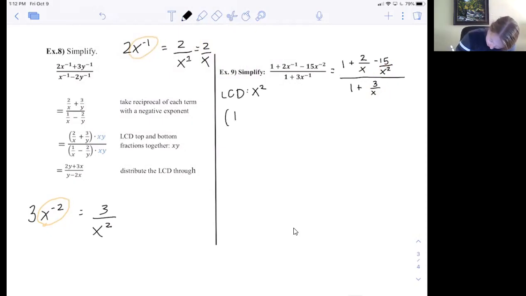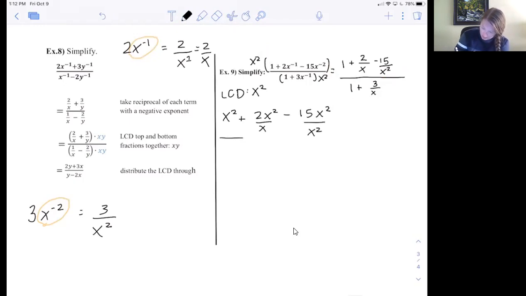So I have my top stuff. In fact, I'm going to write it like this. Because what you would do is you go here times by x squared and here times by x squared. So I'm just going to do it. So 1 times x squared is just x squared plus 2 times x squared over x. And maybe this is the better one to look at. Then minus 15 x squared divided by x squared. And now on bottom, I have x squared plus 3 times x squared times by x.